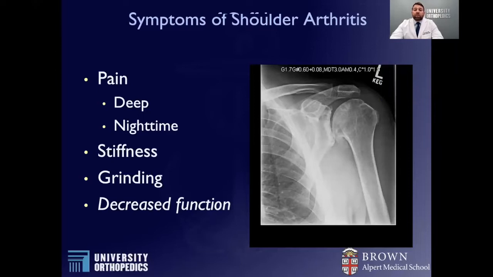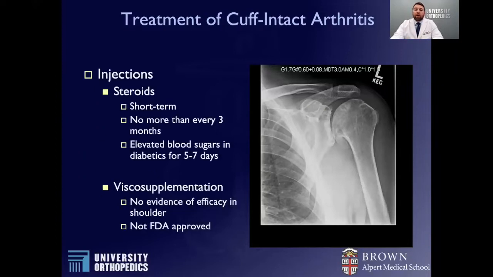So for the cuff intact arthritis or osteoarthritis, we generally start treating this without any surgery. The first lines of treatment often are steroid injections, maybe some physical therapy. The steroid injections we can do up to every 3 months. Patients with diabetes should expect to have elevated blood sugars for about 5 to 7 days after a steroid injection as a result of how the steroid interacts with the body.